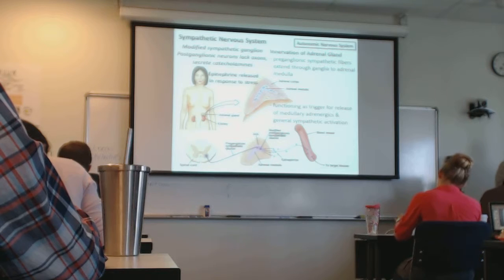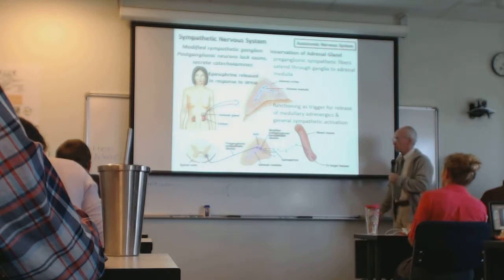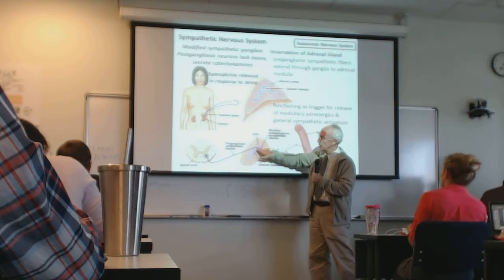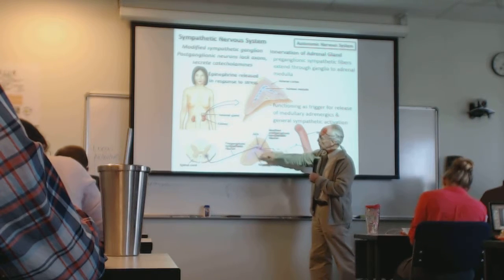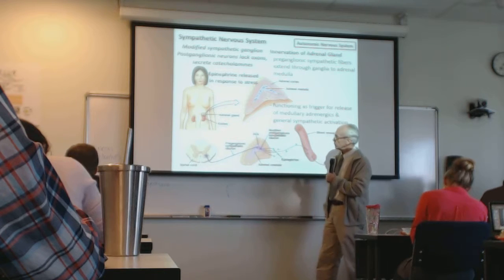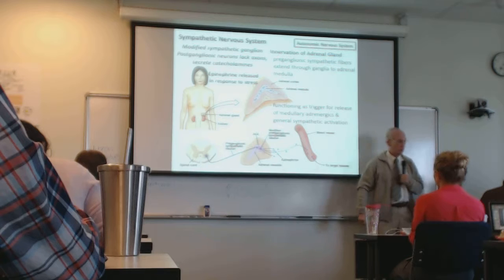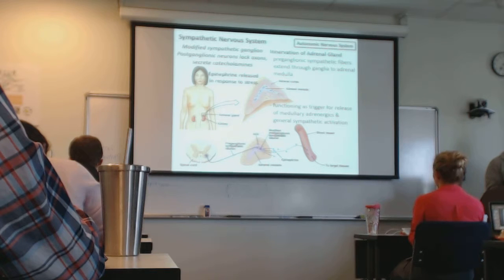Here's that pathway to the adrenal gland. I just want to remind you that this specialized pathway to the adrenal gland is responsible for the generalized sympathetic response. When the sympathetic nervous system is excited, there's going to be release of adrenaline into the general circulation, and thus sympathetic activation tends to be much more systemic, much more broad spectrum than parasympathetic.